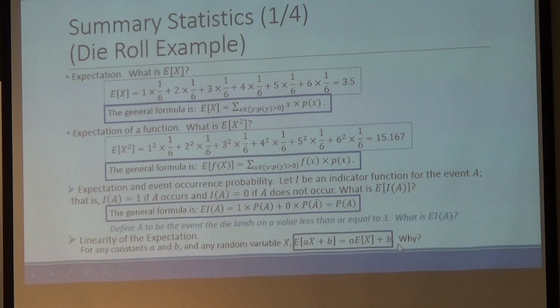Is the A with the line over it the complement of A? Yes, which I didn't actually define. Thank you. So this is meant to be everything that's not in that event A, but can still happen in the sample space.